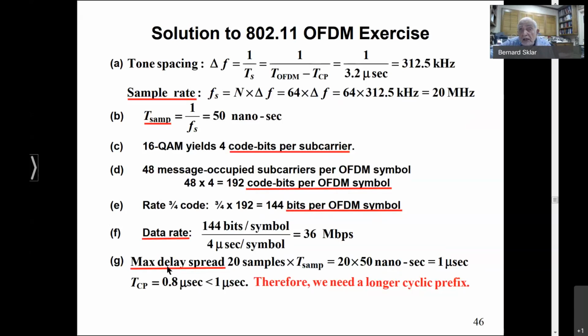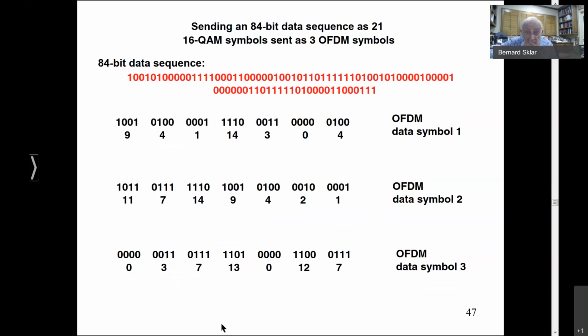And if you want that cyclic prefix to be greater than, I think this is kind of, I have to double check this. I believe that the nature of the cyclic prefix is that its time should be greater than the RMS delay spread. And I'm giving it to you in terms of the maximum. But nevertheless, if it was in terms of the maximum, it wouldn't be good enough because it's only 8/10 of a microsecond and it would have to be longer.